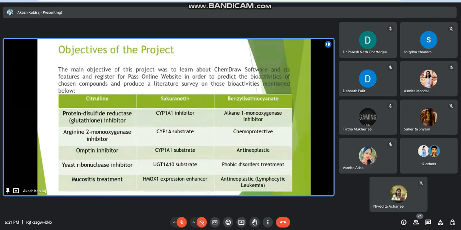For Sakuranetin, I have used CYP1A1 inhibitor, the substrate of its isoform UGT1A10 substrate, and HMOX1 expression enhancer. For benzyl isothiocyanate, I have used alkene 1 monooxygenase inhibitor, chemoprotective agent, anti-neoplastic, and anti-neoplastic for lymphocytic leukemia, and phobic disorder treatment.